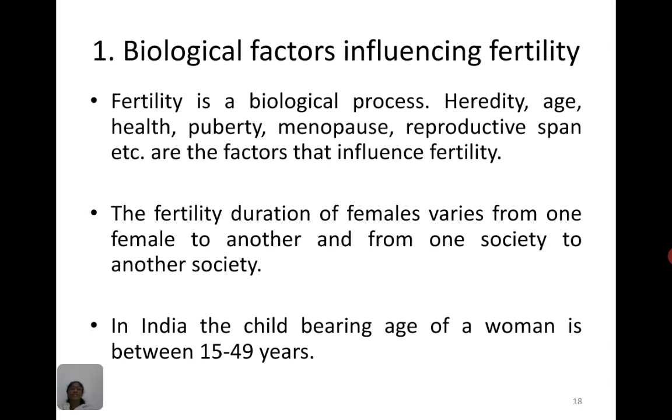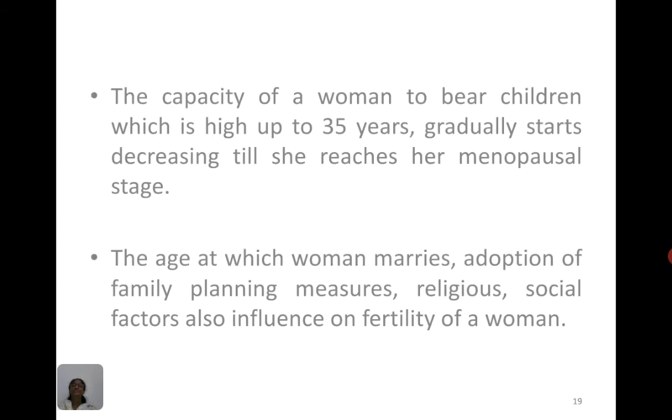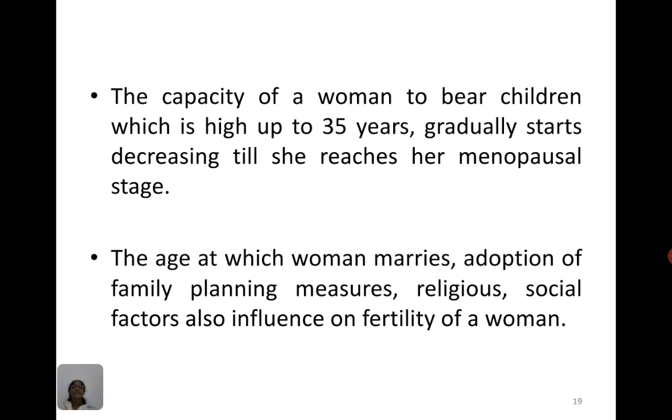The fertility duration of females may not be the same, and it varies from one female to another and from one society to another society. In India, the childbearing age of a woman is between 15 to 49 years. The capacity of a woman to bear children usually is higher up to 35 years, and gradually it starts decreasing till she reaches her menopausal stage.